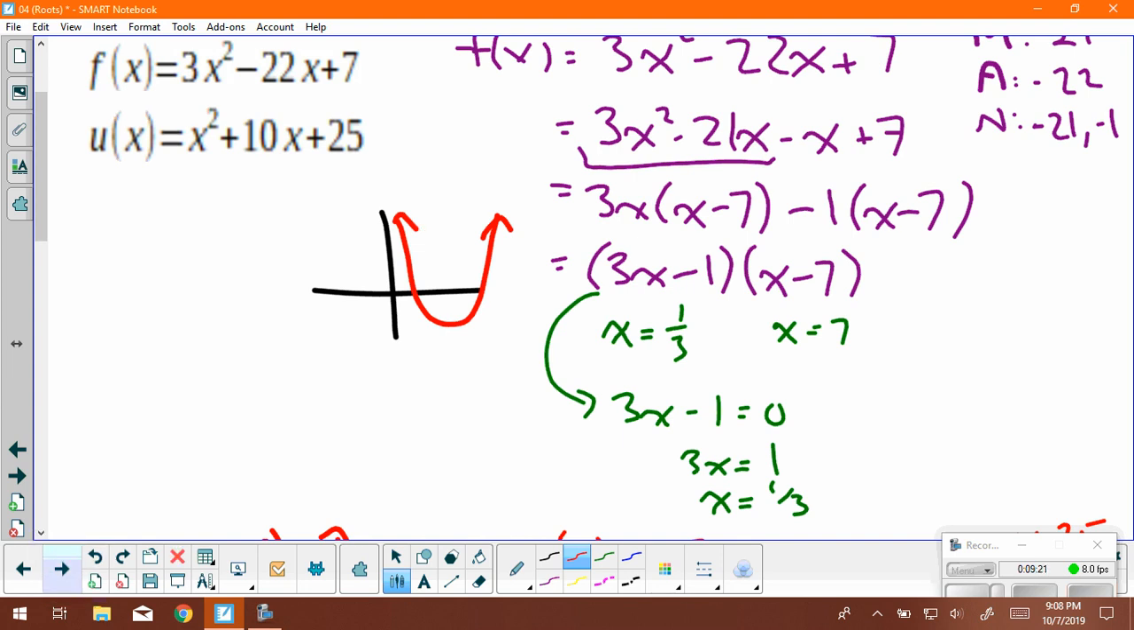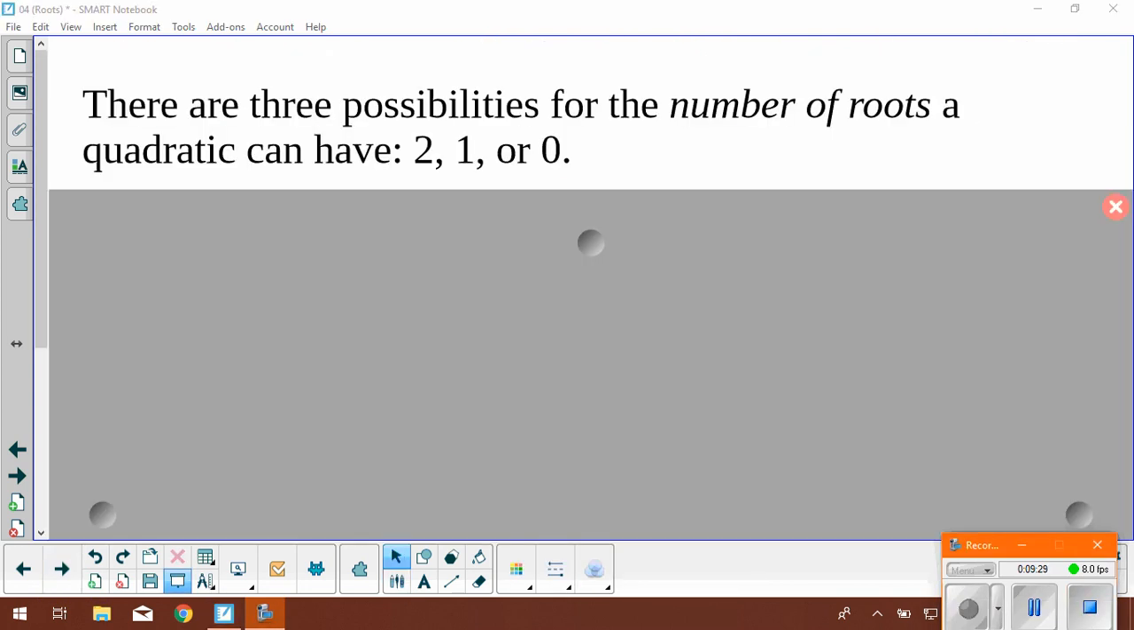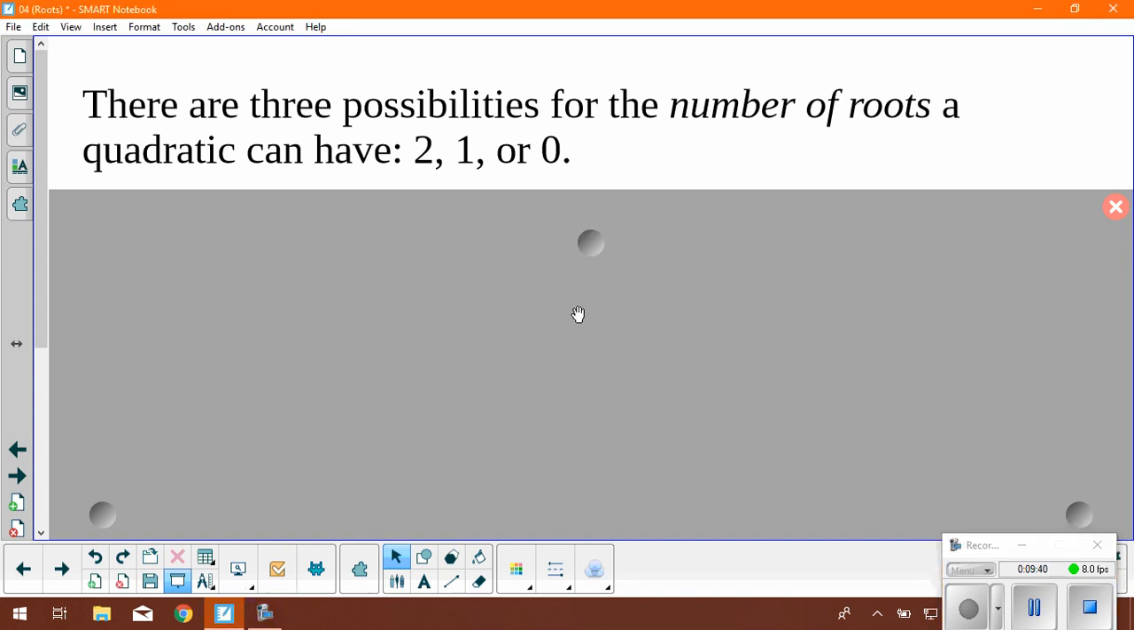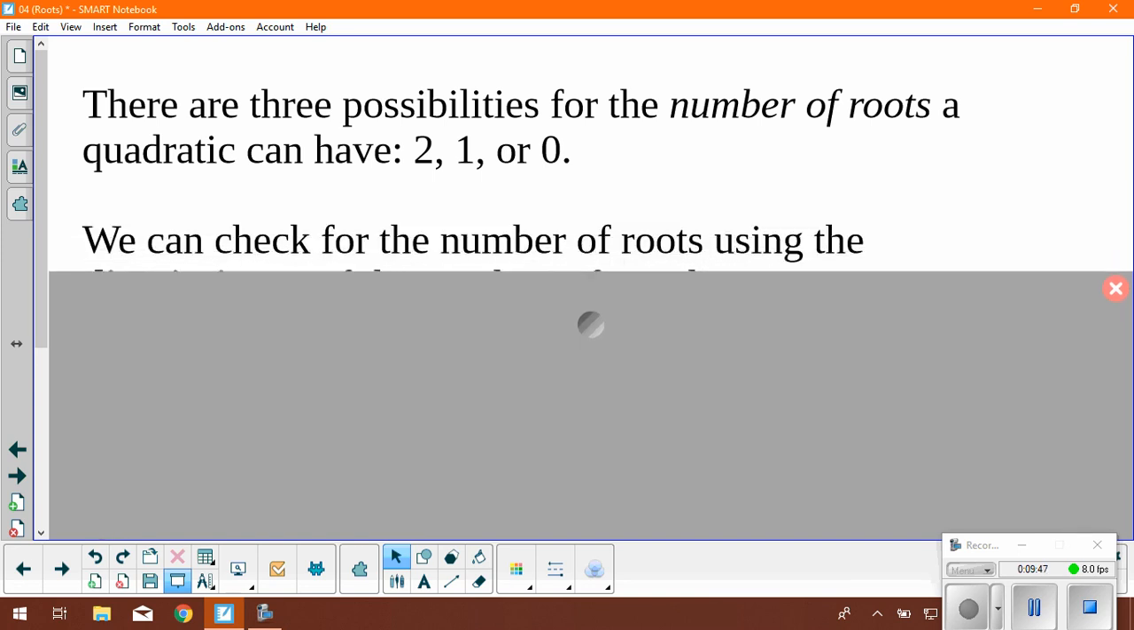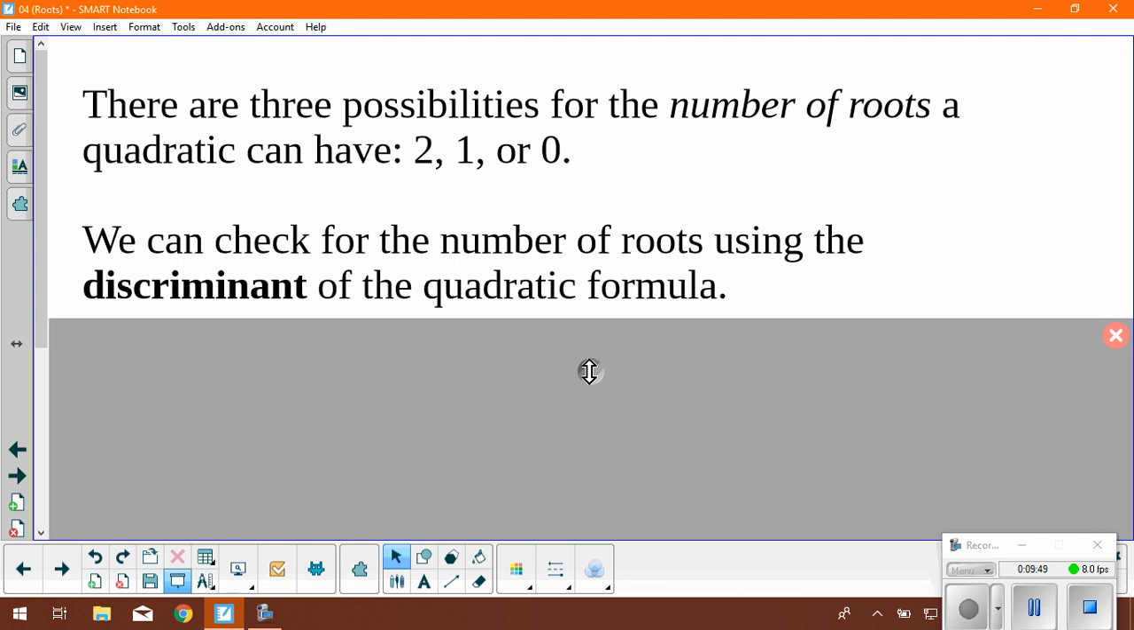Which is summarized on the next page. So again, those are the 3 possibilities for the number of roots. You can have 2 roots, 1 root, or no roots. For some reason we want to know how many roots without really needing to find out what they are. We can check for these using what's called the discriminant of the quadratic formula.